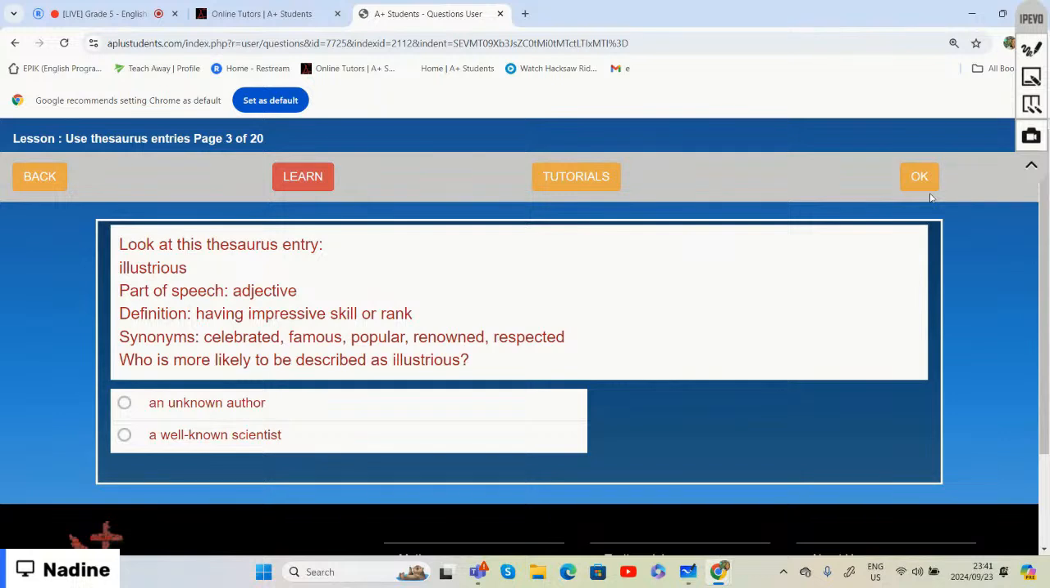Illustrious, having impressive skill or rank, celebrated, famous, popular, renowned, respected. Who is more likely to be described as illustrious? An unknown author, or a well known scientist?